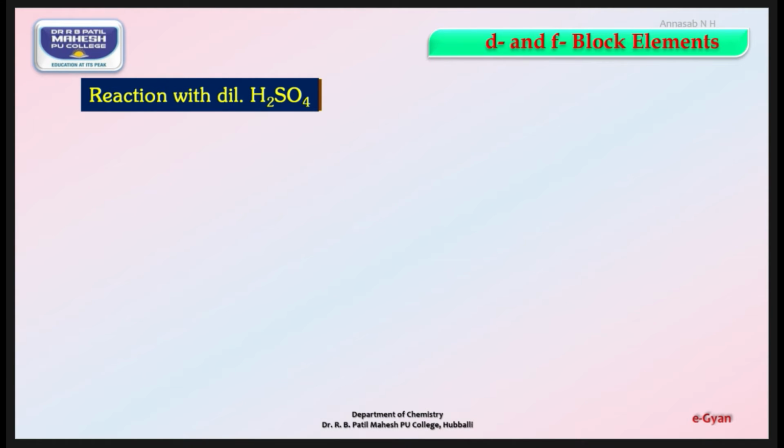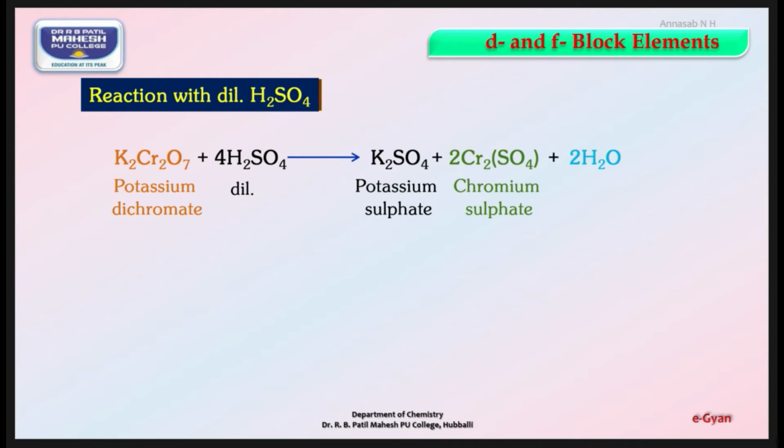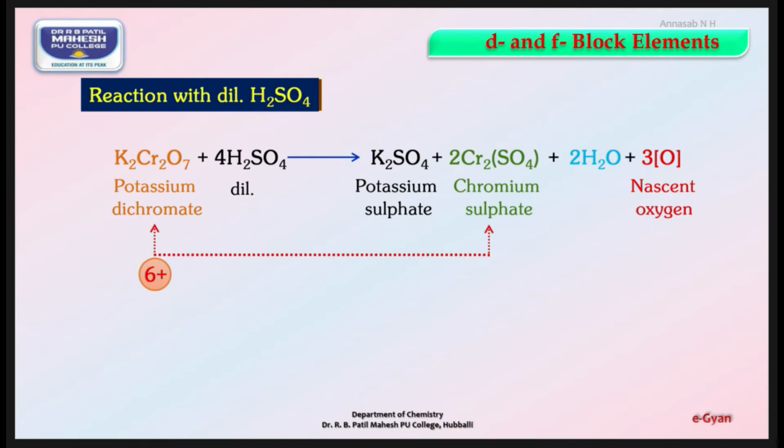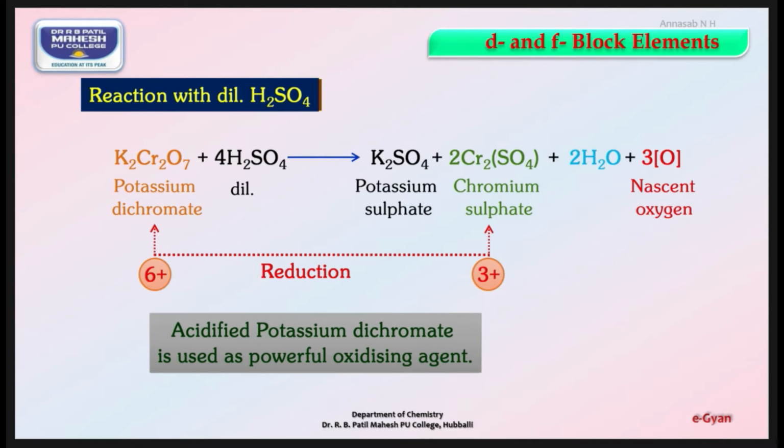Reaction with dilute H2SO4. We have potassium dichromate which is treated with dilute H2SO4 which gives rise to potassium sulfate, chromium sulfate and water, and there is a liberation of 3 nascent oxygen atoms. Dear students, please remember, as it is liberating nascent oxygen atoms, you can consider that potassium dichromate is one of the good oxidizing agents. Here there is a change in oxidation number of chromium from +6 to +3. So decrease in the oxidation number, we call it as reduction. Hence, acidified potassium dichromate is used as powerful oxidizing agent.